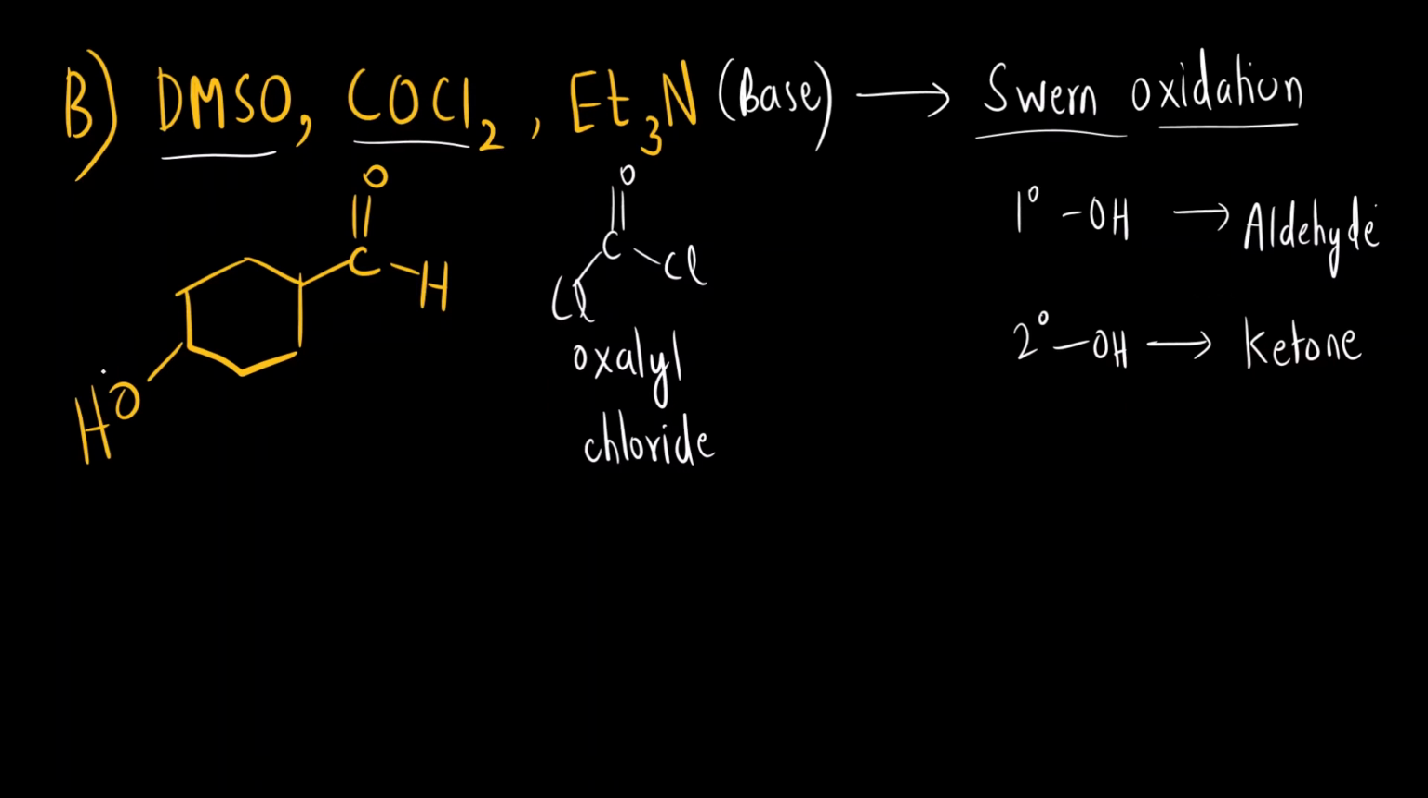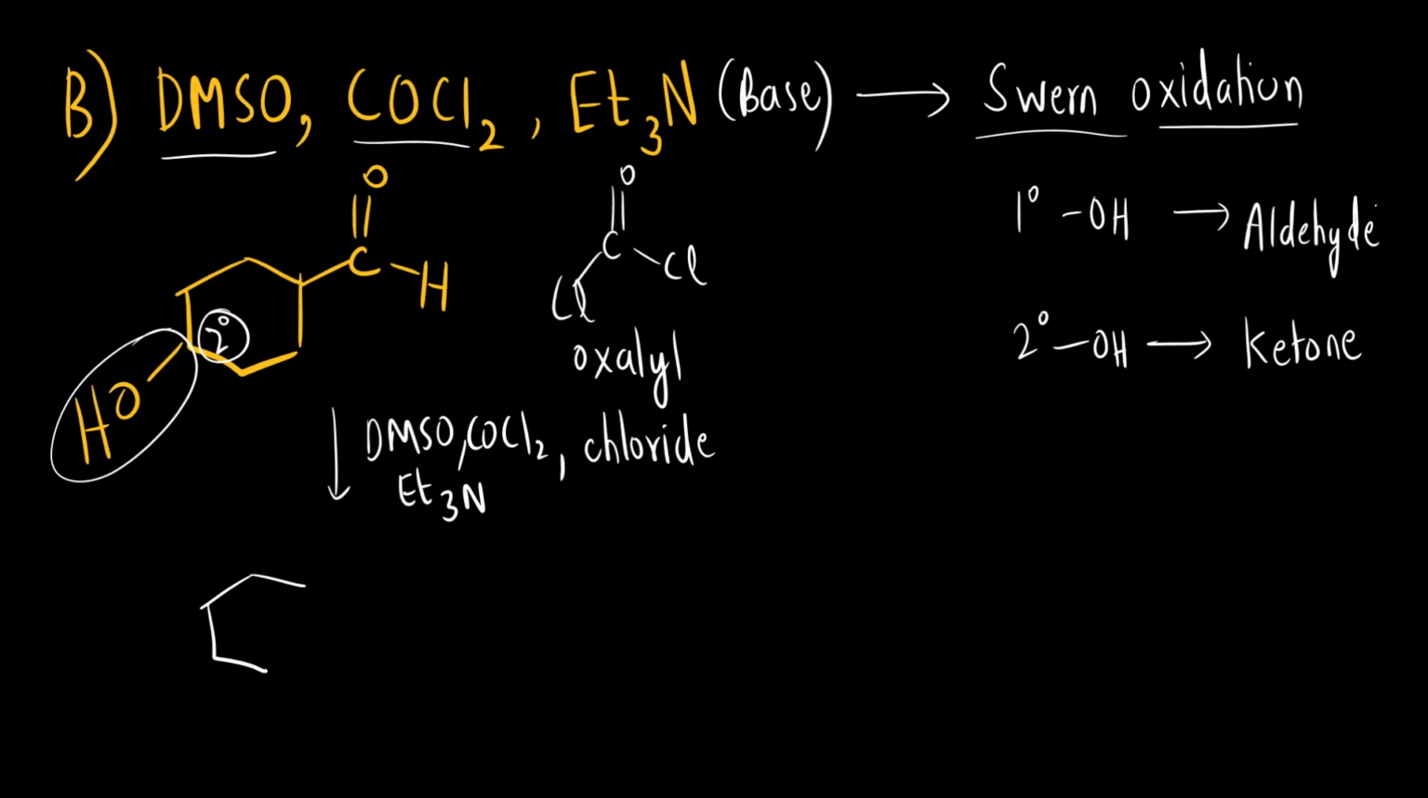Okay, so what will happen here is, this is a secondary alcohol. Secondary alcohol will be oxidized. Okay, here if I add DMSO, COCl2 and base, what will happen? Okay, this cyclohexane as it is, aldehyde group will not be oxidized and OH will be oxidized.